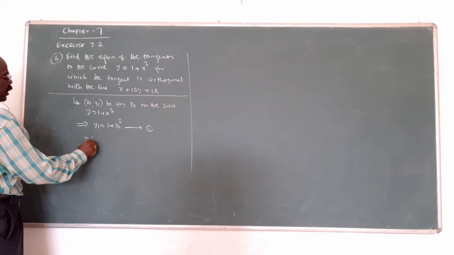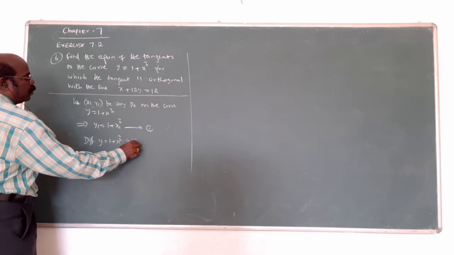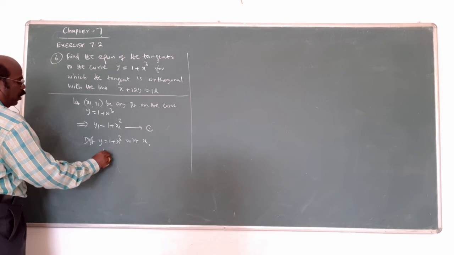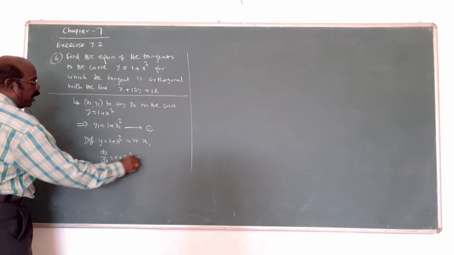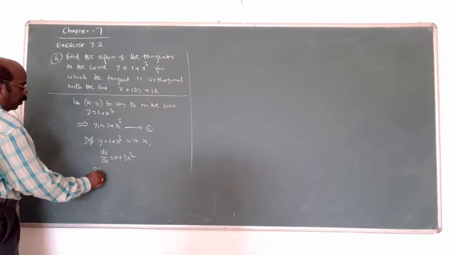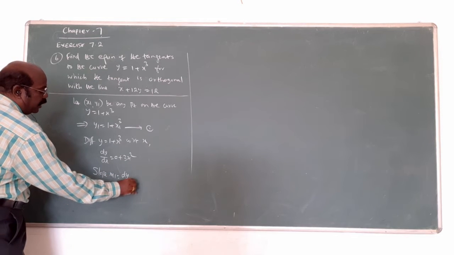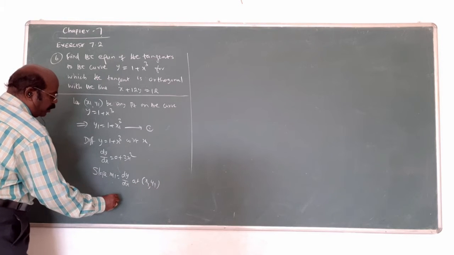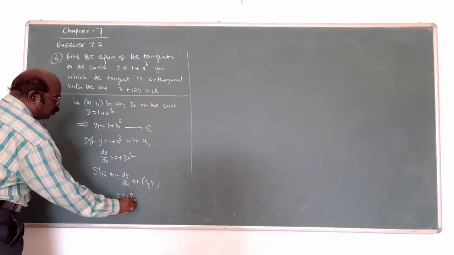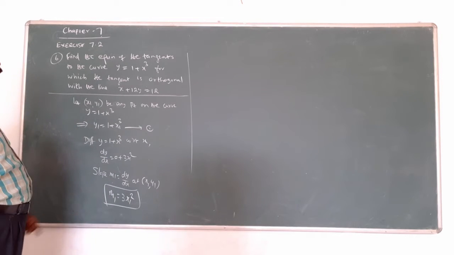Now the same method: differentiate y equal to 1 plus x cube with respect to x. So dy by dx is equal to 0 plus 3x square. Okay? So slope equal to what? Slope m1 equal to dy by dx at x1, y1. What is that answer? 3x1 square. This is m1.